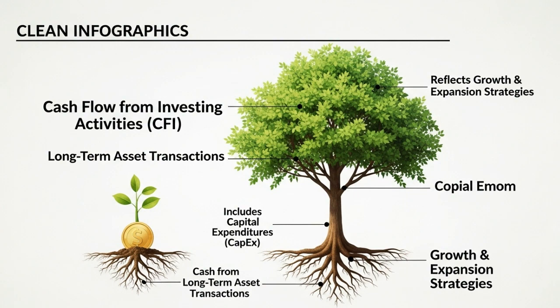This section provides critical insights into how a company is allocating its capital for long-term growth and strategic expansion. It meticulously details cash flows resulting from the purchase or sale of long-term assets, which are typically assets expected to provide benefits for more than 1 year. This includes significant expenditures on property, plant, and equipment, often referred to as capital expenditures, or CapEx, which are crucial for maintaining and expanding operational capacity.